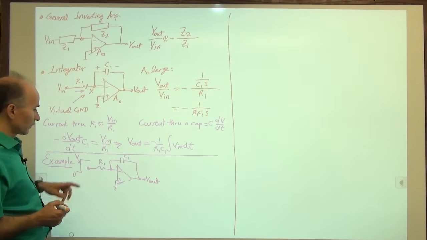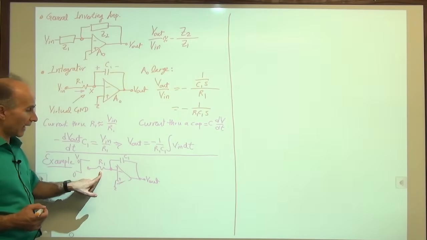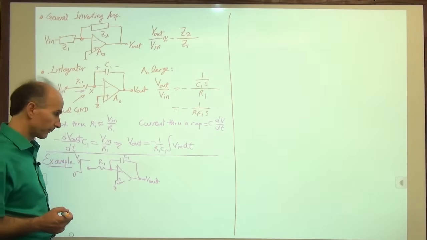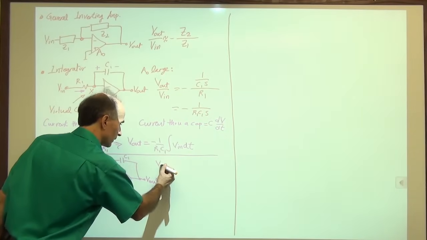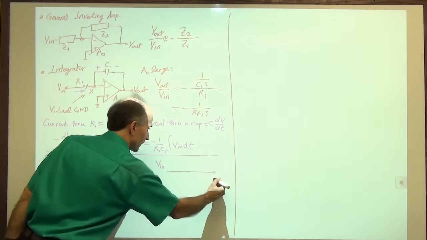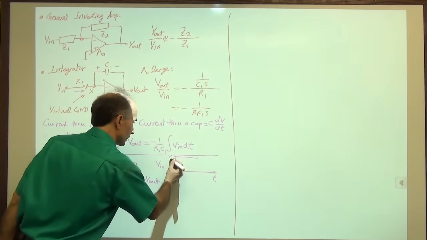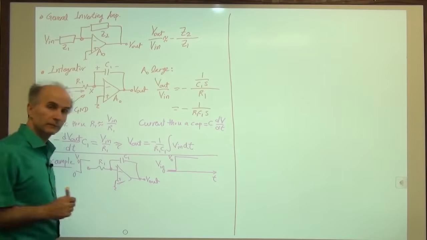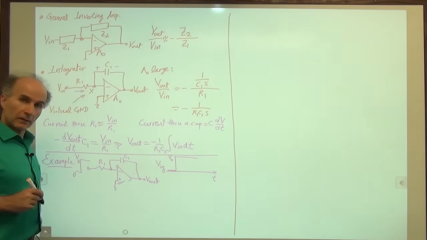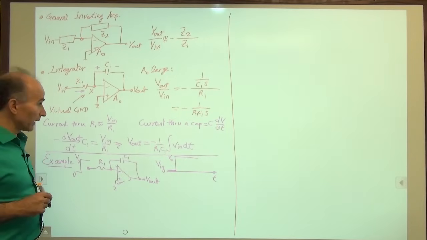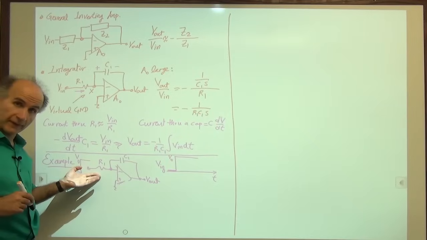So let's try to do that. It might be good to plot the current through R1 first as a function of time, and then V out as a function of time. So here's what we have. For the input, we have a step. So the step jumps from 0 to V0. Okay. How about the current through R1? Well, remember, the current through R1 is just V in over R1. So it's also a step.